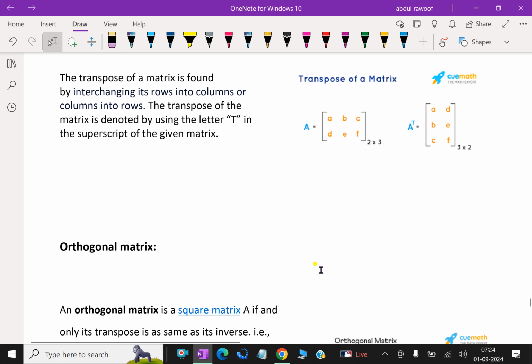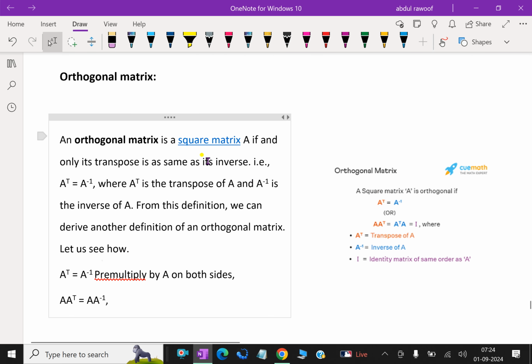Next one, orthogonal matrix. What is an orthogonal matrix? An orthogonal matrix is a square matrix if and only if its transpose is the same as the inverse. That means A^T must be equal to A^-1, that is A^T = A inverse, where A^T is the transpose of matrix A and A inverse is the inverse of the matrix A.